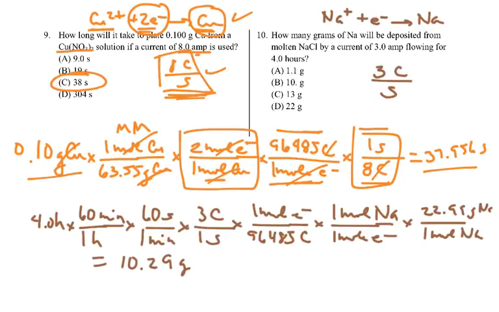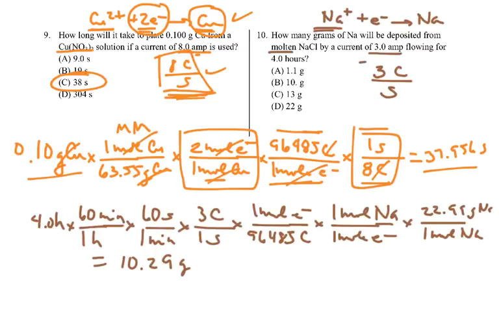Okay, number 10, similar. Not exactly, but it's a similar problem. How many grams of sodium will be deposited from molten NaCl by a current of 3 amps? Now it's molten NaCl, melted NaCl, very hot. But that really makes no difference. We're talking about sodium forming, so we don't have to worry about the water. For molten NaCl, we're going to make sodium, we're going to make chlorine, but we're talking about sodium.